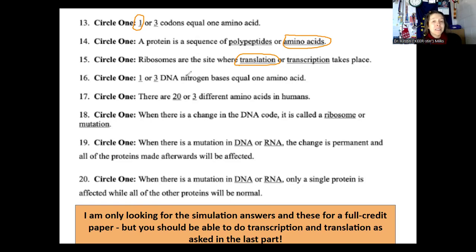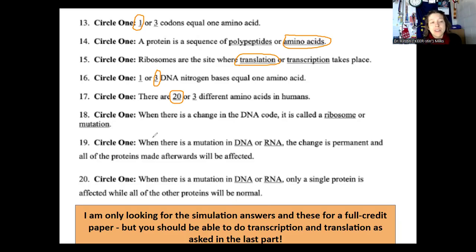How many bases equal 1 amino acid? Well, it's 1 codon, but 1 codon is 3 DNA bases that equal 1 amino acid. Sometimes people think that because this is true, there are 3 different amino acids in humans, but that's incorrect. There are 20 different amino acids. They're all the ones that are on that codon table.